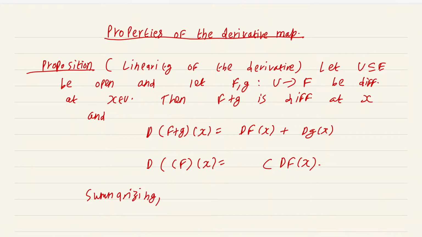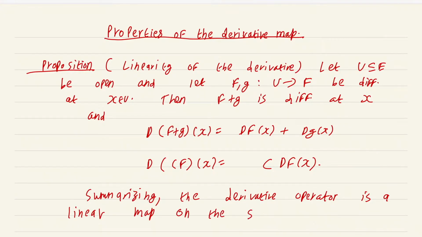So summarizing, the derivative operator is a linear map on the space of functions differentiable at x. Okay, so the statement is really long. The proof is going to be rather easy. So this is one of those scenarios where all the work has been done over the years.